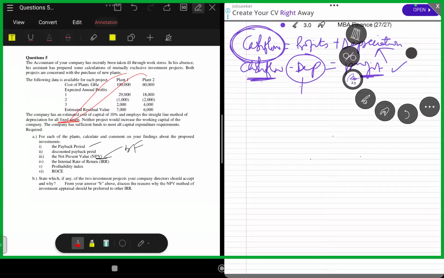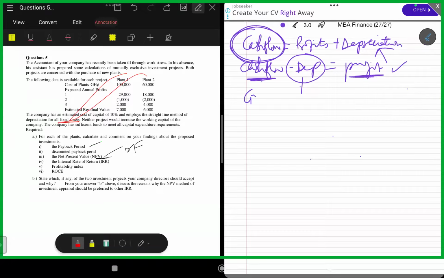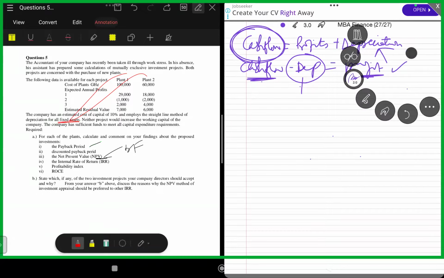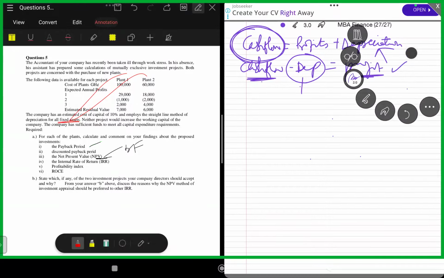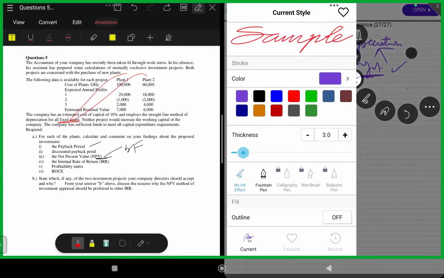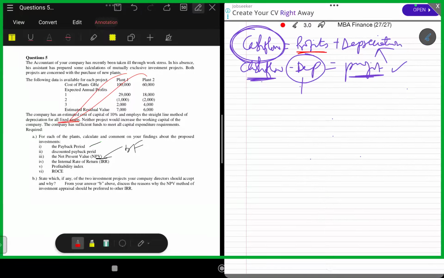So plant one, cash flow. Before you start solving for the cash flow, you must first find the depreciation. Now we have the profit figures there, but we don't know the depreciation. So you have to go and find the depreciation and then add it back to the profits for each year to find the cash flow for each year. Are you good?